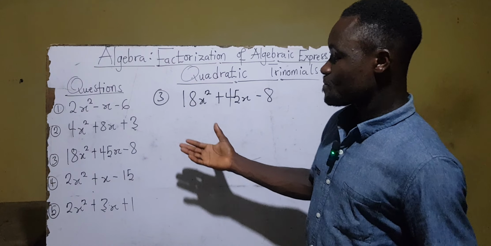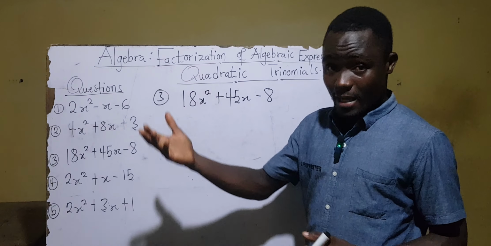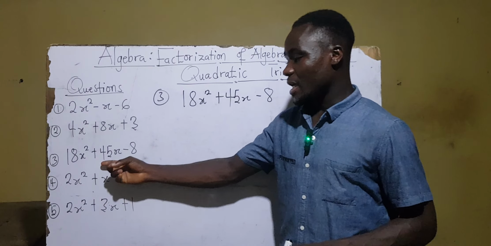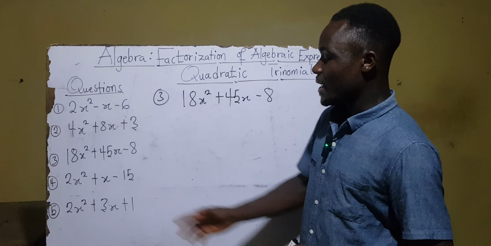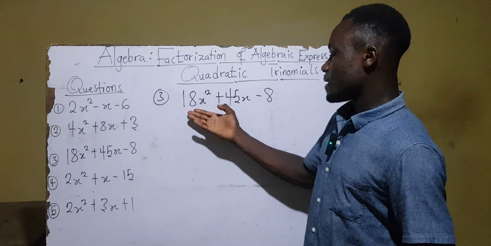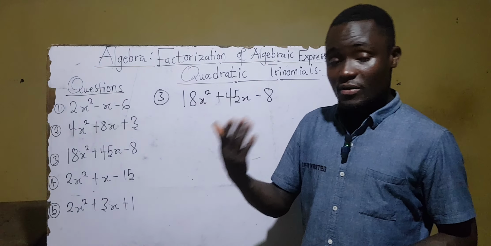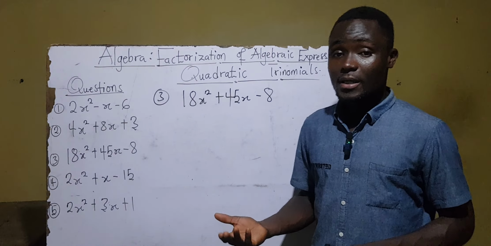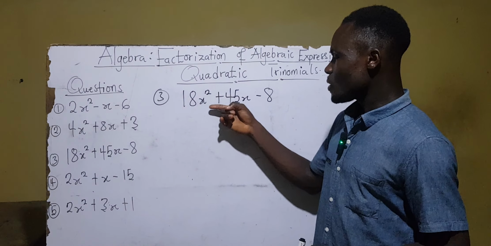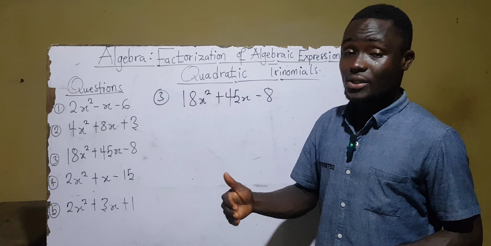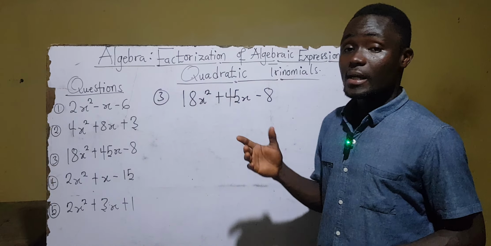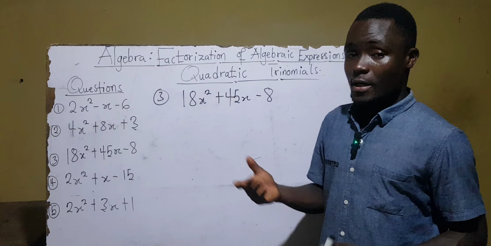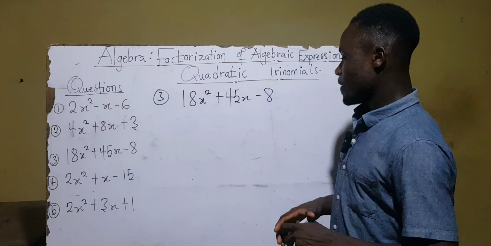Now, as a continuation of my previous videos, I go to question number 3, where we have the expression 18x squared plus 45x minus 8. So this is a quadratic trinomial. In my previous video, I explained what a quadratic trinomial is: an expression in which the same variable is present, and one of the variables is squared. So this is a quadratic trinomial based on what I have said so far.